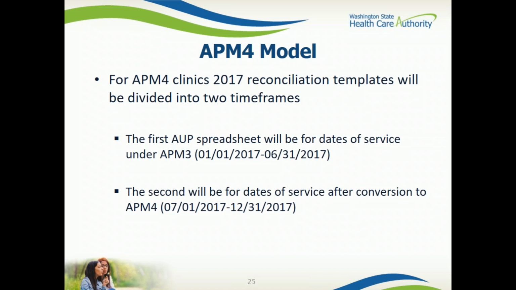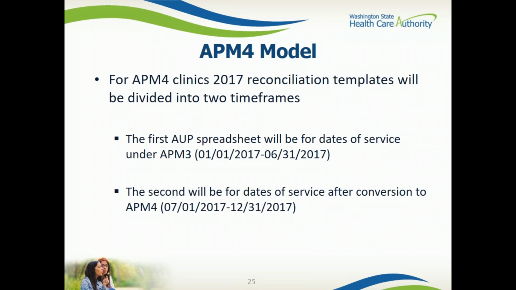For APM4 clinics, your templates will be divided into 2 time frames. And I believe this process is also laid out in the AUP process for 2017, but we wanted to make sure to go over it again. So your first AUP spreadsheet will be for dates of service under APM3, which is January of 2017 through June 30th of 2017. And then you will have a second template for July 1st, 2017 through December 31st, 2017.